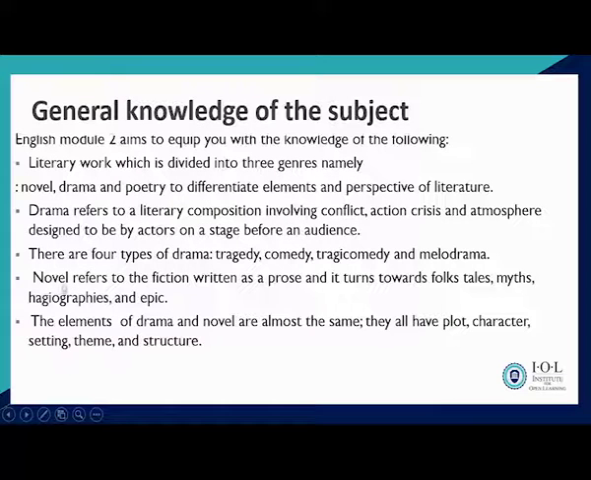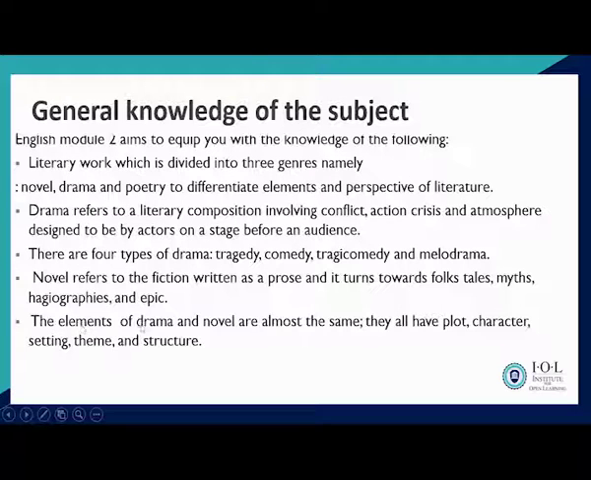Let's move now to the novel as one of the literary works. The novel refers to fiction written as prose. It tends toward folk tales, myth, and others. So you must understand what a novel is and what type of writing we can refer to as novels.